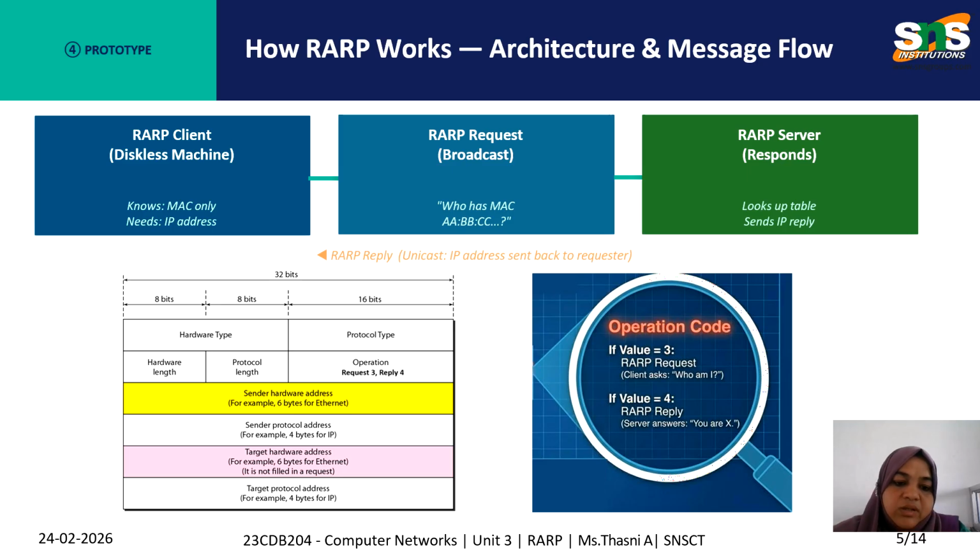If we look at the packet format, it contains 32 bits per row. The hardware type occupies 16 bits and the protocol type occupies 16 bits. Then there are the hardware length and protocol length. The operation field is request 3 and reply 4. First the sender hardware address and sender protocol address are filled in, then the target hardware address is noted, and the target protocol address, for example 4 bytes for an IP address, is allocated.